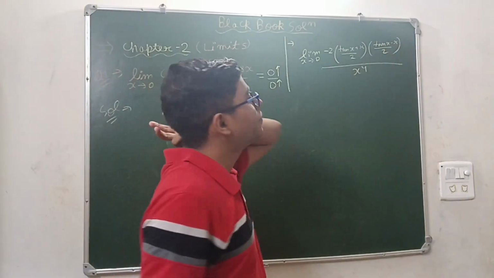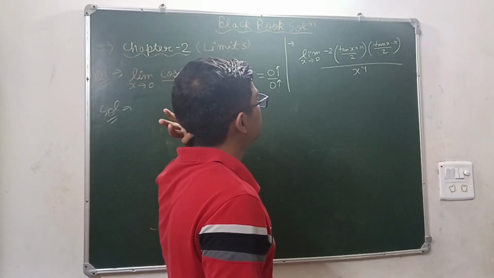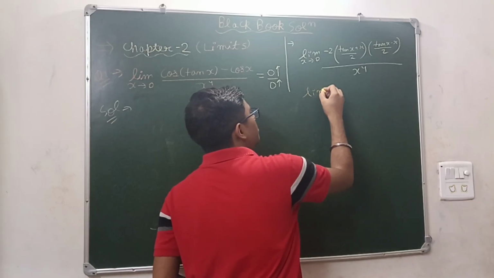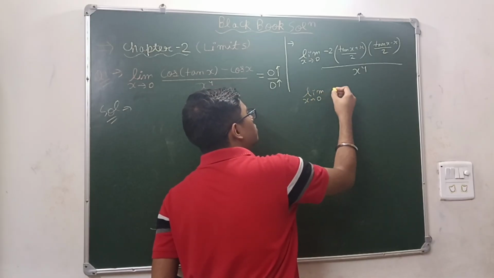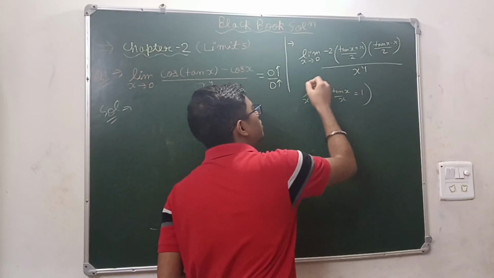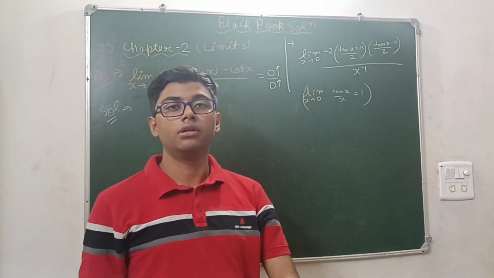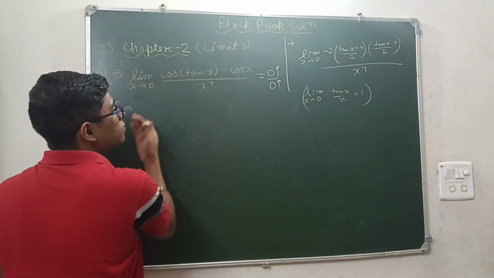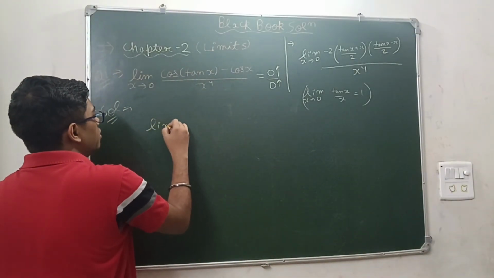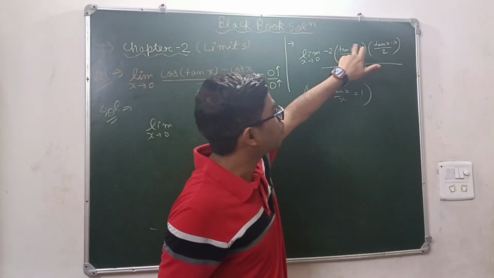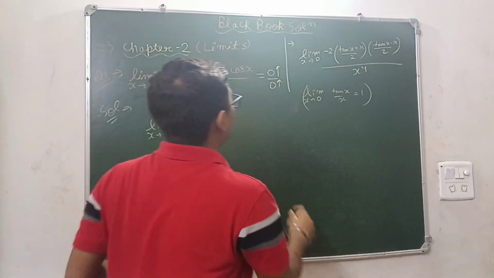What will you now do here? You can do one thing. You know one more result, that limit x tends to 0 tan x by x is also 1. Sin and tan are 1 upon x. Okay. So you can do one thing here. Limit x tends to 0. You can take x common from here. Okay. See what we will do.